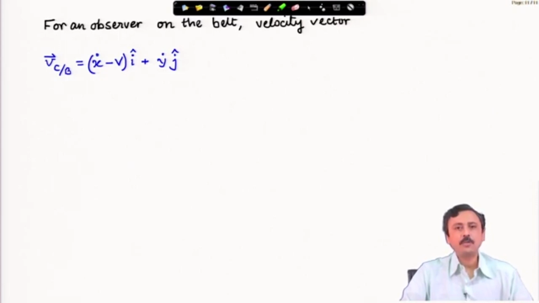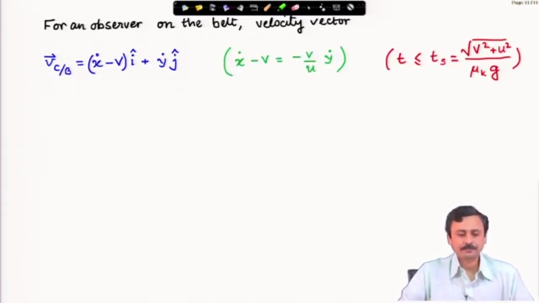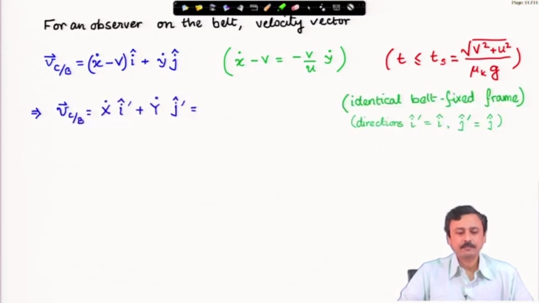Now, for an observer on the belt, this was the second part of part B of the problem. For the observer on the belt, what will be the motion of the particle that observer will see, or if this cylinder were painted, what paint mark would it leave on the belt? Let us start with that relative velocity. Relative velocity, why do we need to go to relative velocity? Because that will tell us the velocity as seen, or the motion as seen, by the observer on the belt, and this was the expression we found by integration, and this is valid till it is sliding.